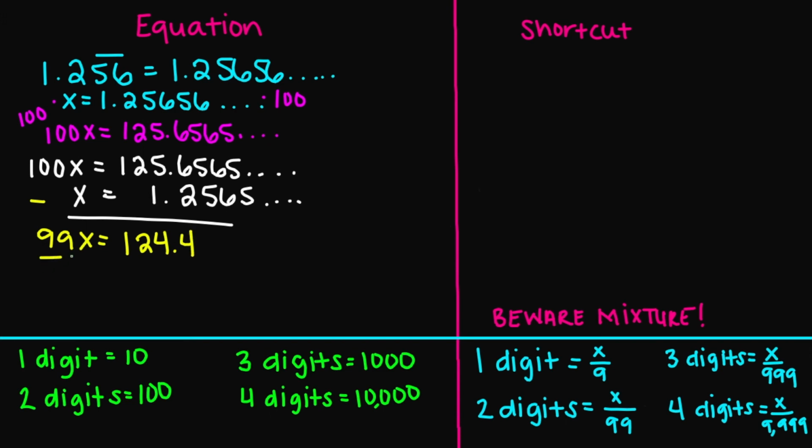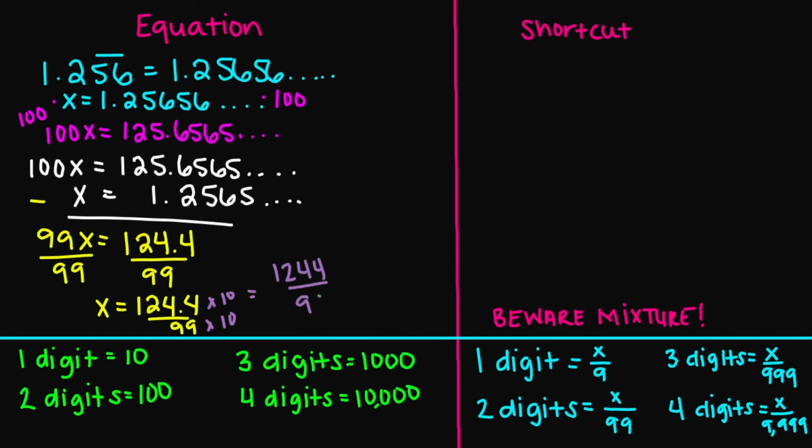Now I'm going to divide both sides of my equation by 99. So you're going to get x equals 124.4 over 99. However, to get rid of that decimal in your numerator, I'm going to multiply top and bottom by 10. So we're going to get 1,244 in my numerator, and then your denominator, you're going to get 990.